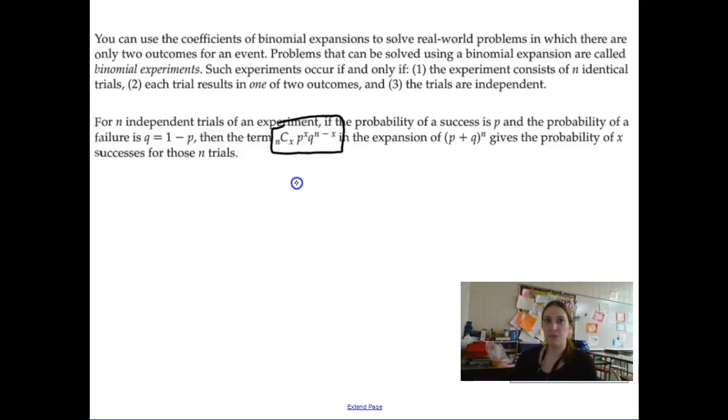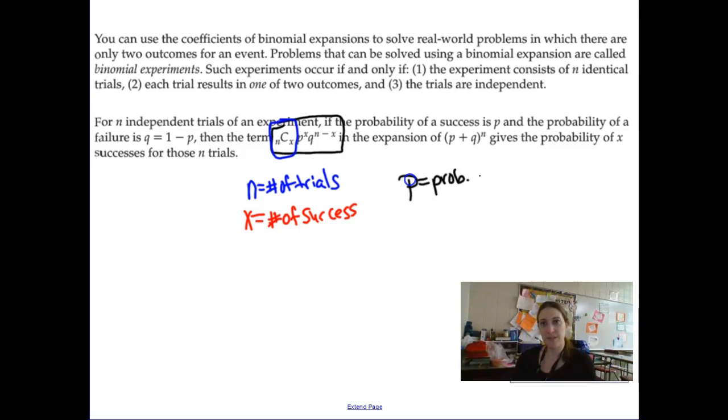On your notes, I would like you to recognize a couple of pieces of this formula. The first one is nCx, that's a combination, right? N is the number of trials, and X is the number of successes. We'll see what that means in context coming up. Then there's a P, which is the probability of success, and then there's Q, which represents the complement to that, the probability of failure.